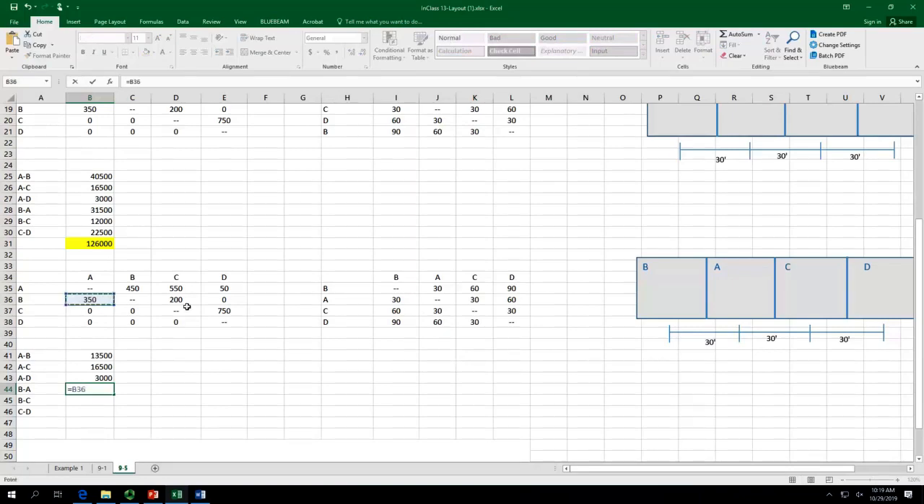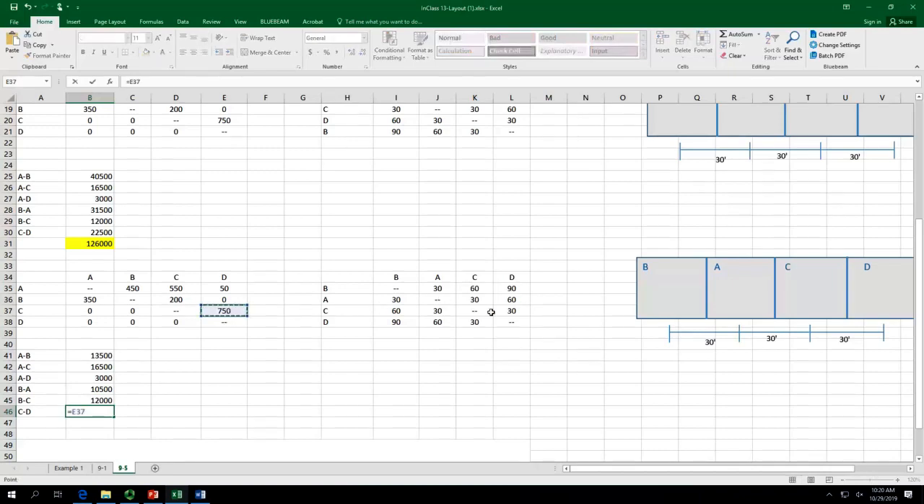B and A, 350. So this is 30, B and A. The distance is 30. Can we do B and C? B and C, it is 200 people count. And B and C, here it is 60 times, B and C, it is 60.